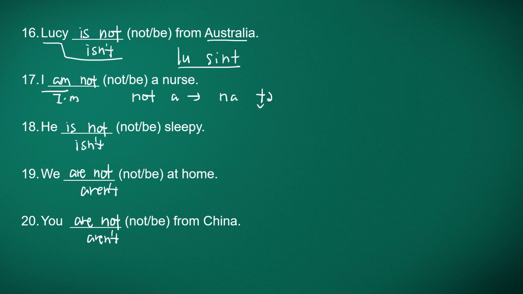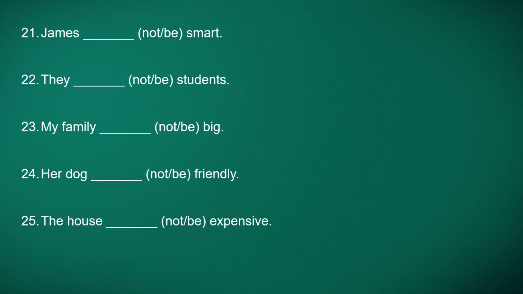He isn't sleepy. We aren't at home. You aren't from China. Let's read the sentences again. Lucy isn't from Australia. I'm not a nurse. He isn't sleepy. We aren't at home. You aren't from China. Now, number 21.